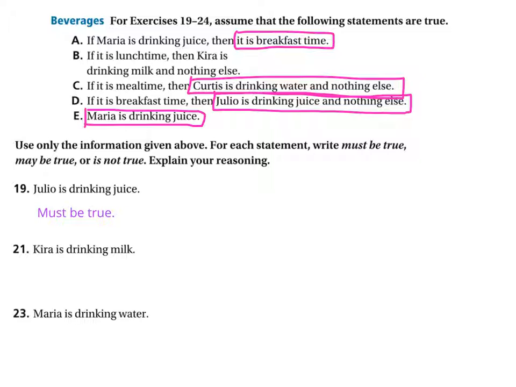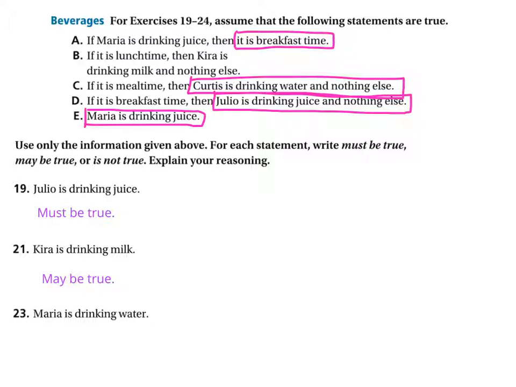Now, 21. Kira is drinking milk. Well, we actually have not determined anything about what Kira is doing right now. We know what she's definitely doing at lunchtime. She's drinking milk and nothing else. But there's no reason to think that she doesn't drink milk at other times too. She likes milk. She's drinking it at lunchtime, and it's possible that she's drinking milk at some time that's not lunchtime. We don't know what her behaviors are at other times. So we can't say that it's definitely true. We can't say that it's definitely false. So what do we say there? We say may be true.